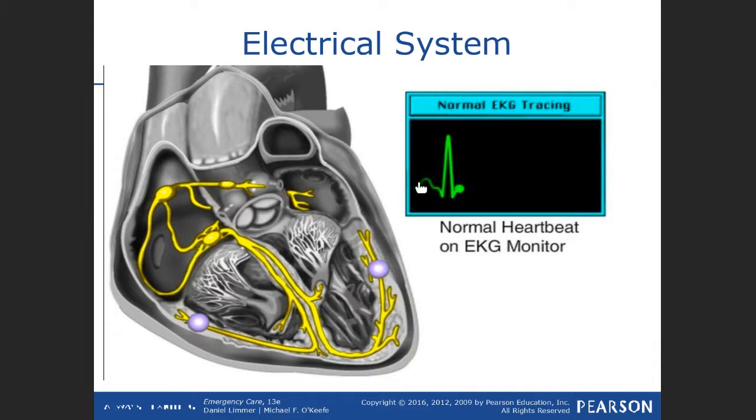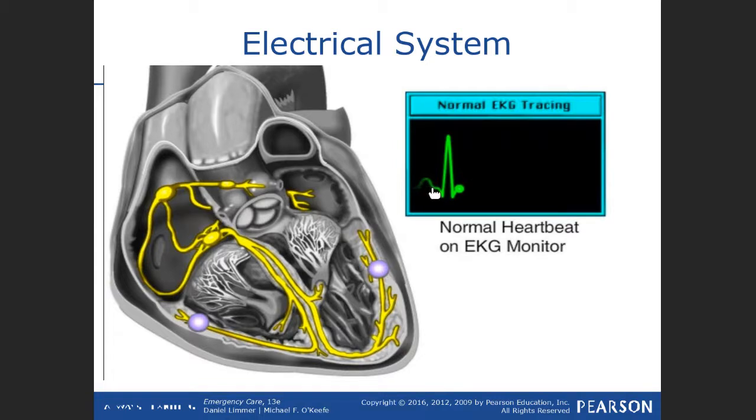And you can see that representation here on an EKG with that first little bump called the P wave. That P wave is representing that wave of electricity going through the atria as the atria are depolarizing. Now, if you look at an EKG, this tells you nothing about the heart contracting. It's only showing you electrical activity.